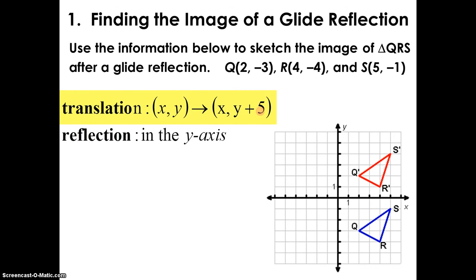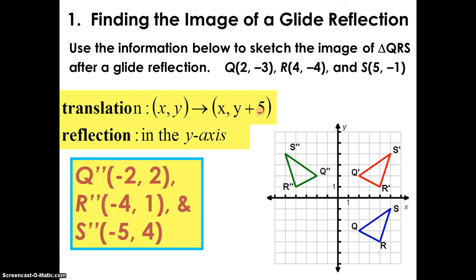And so now we have Q prime, R prime, and S prime. Then we have to reflect it over the y-axis, and you know that we do that by, if we're reflecting over the y, we change the sign of the x value. When you do that, you have this new triangle, and those points are right there on the screen for you.